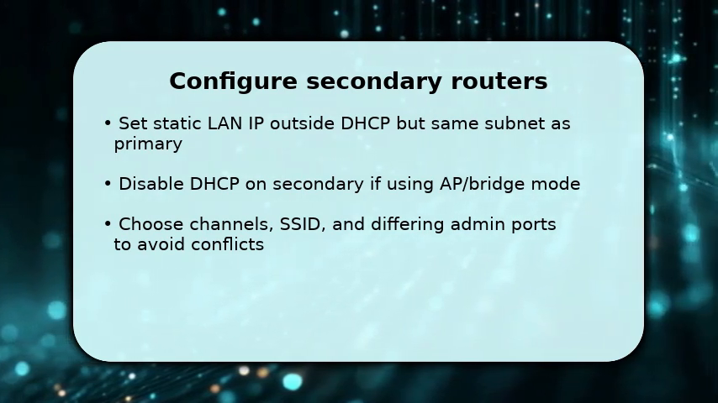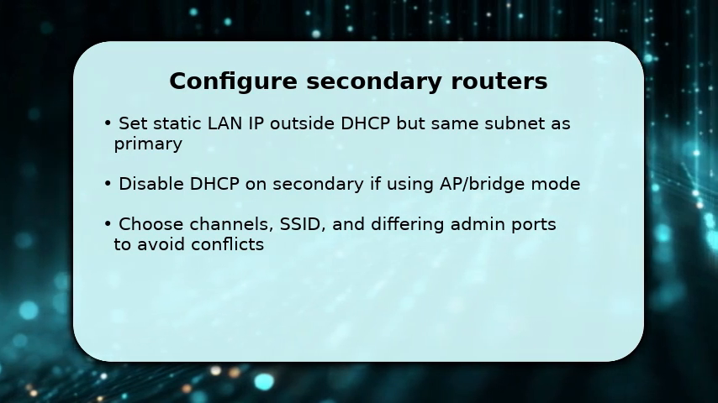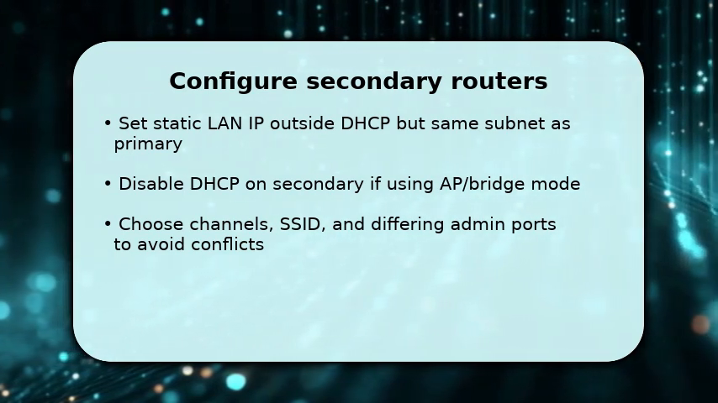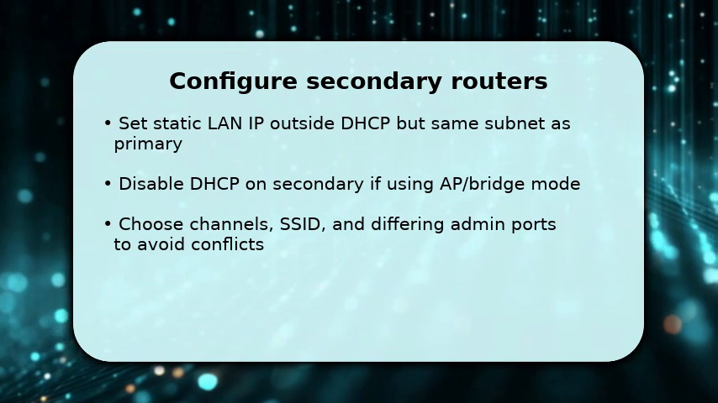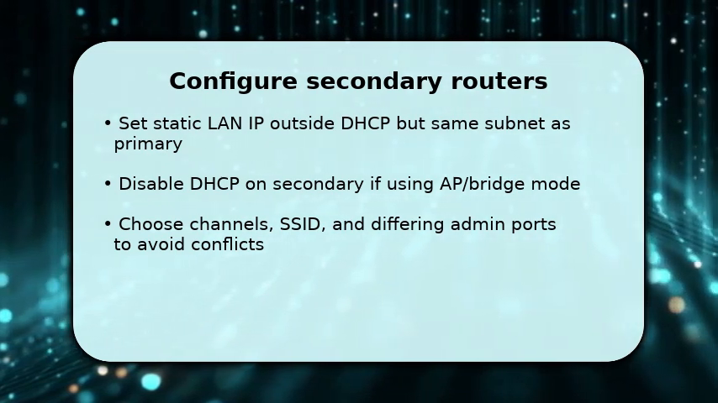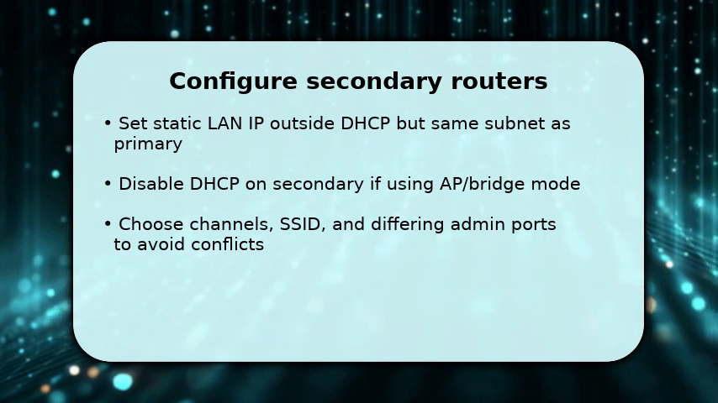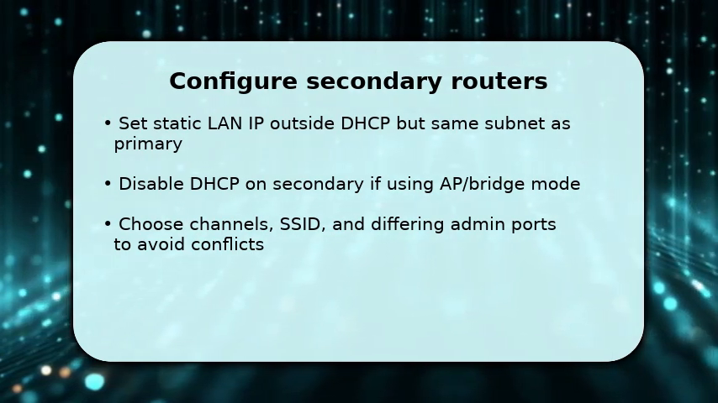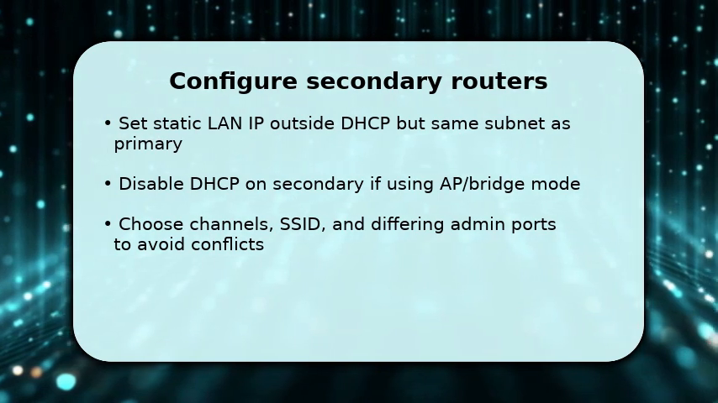Once done, align SSIDs and security settings for roaming or assign unique SSIDs for segmented networks. Make sure to change wireless channels to reduce interference and set strong WPA2/3 keys. Finally, link secondaries via Ethernet to the primary switch or use dedicated backhaul.